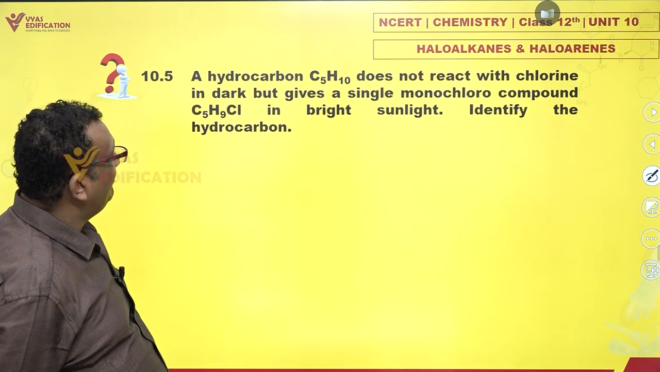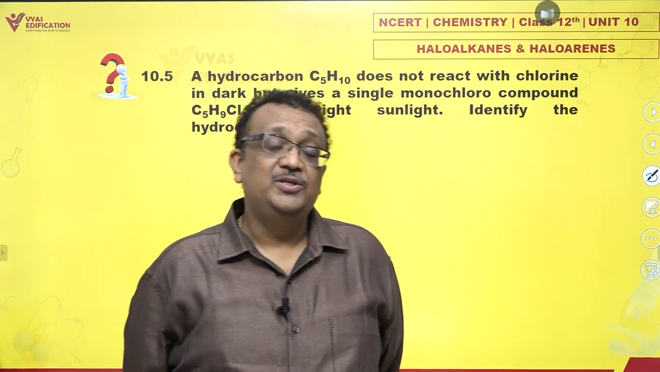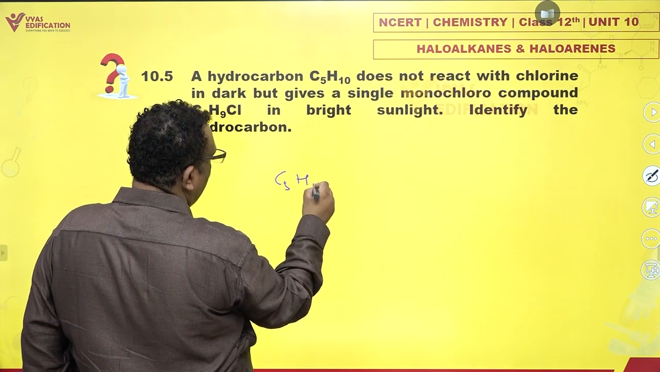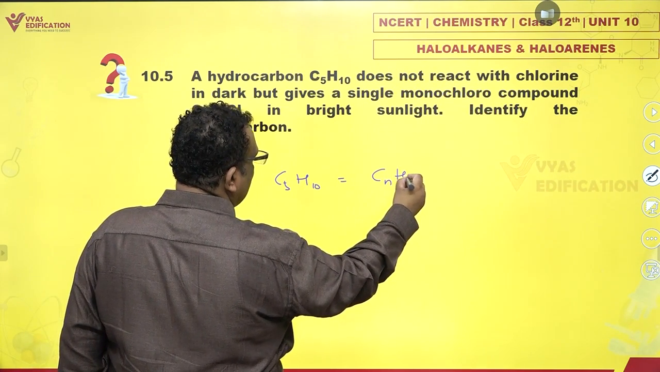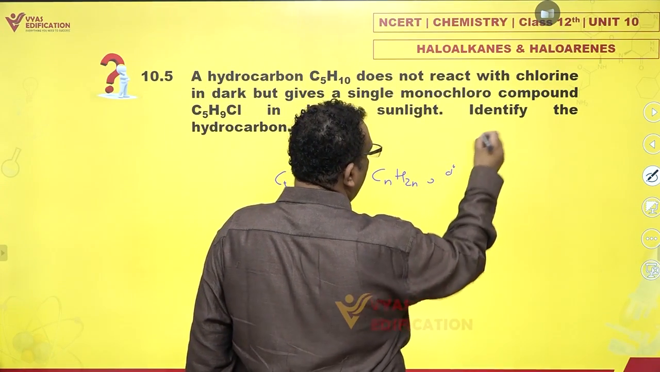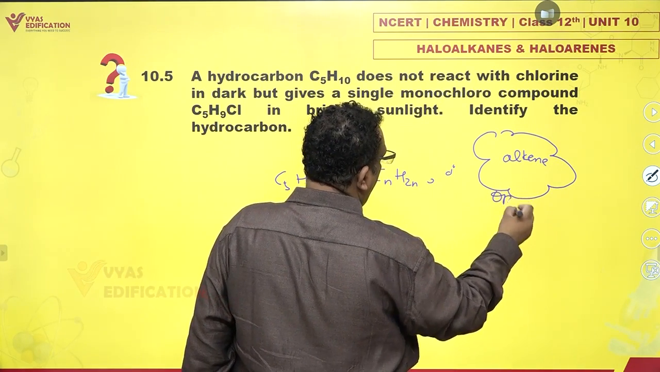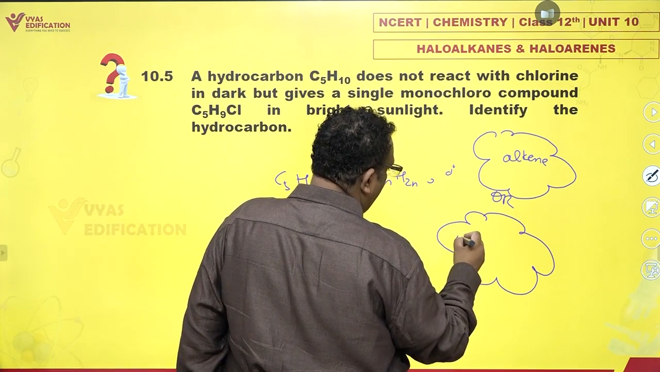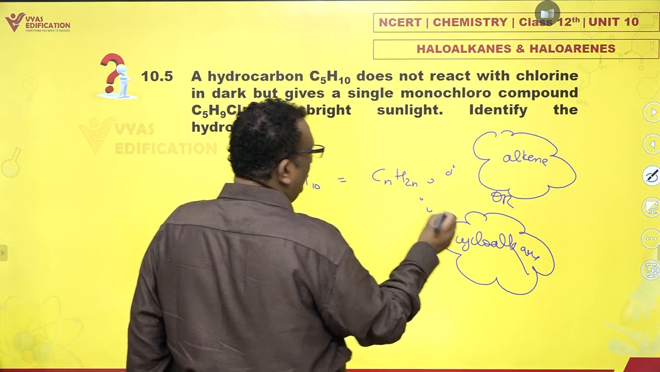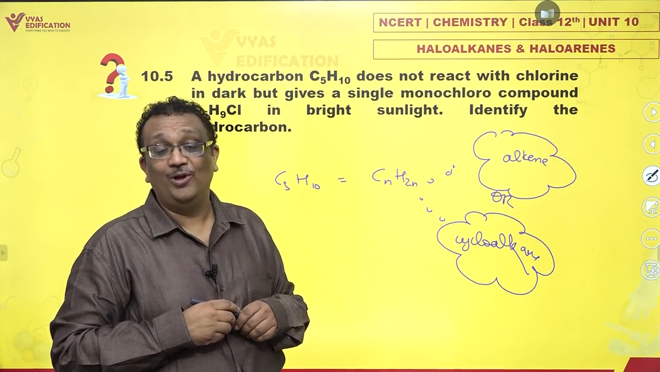A hydrocarbon C5H10 does not react with chlorine in dark. What does that mean? Please note, this C5H10 is formula CnH2n. So there are two possibilities. It could be an alkene, or it also could have been a cycloalkane. You can think of two possibilities.